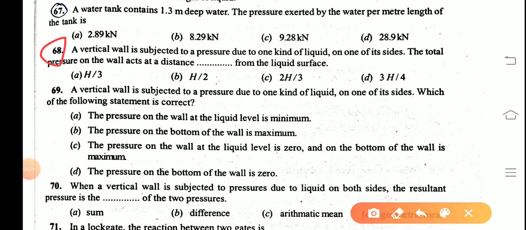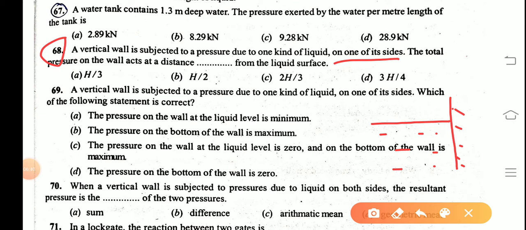Question number 68. A vertical wall is subjected to a pressure due to one kind of liquid on one of its sides. The total pressure on the wall acts at a distance dash from the liquid surface. That means there is a vertical wall और जिसके एक तरफ लिक्विड है, कह रहा है कि टोटल प्रेशर कहाँ एक्ट करेगा.